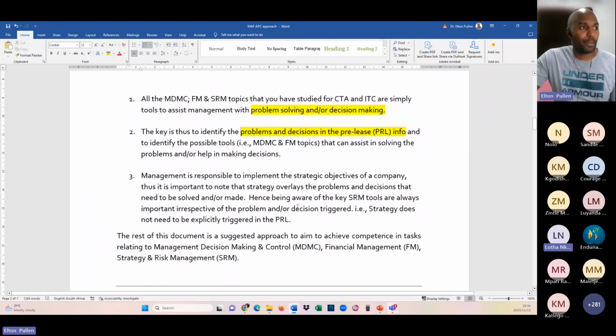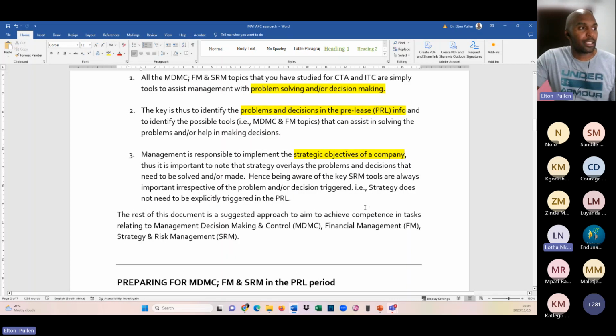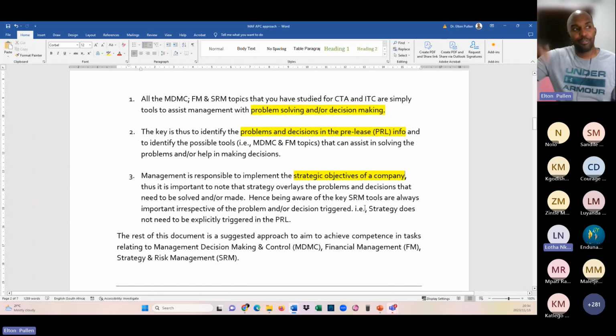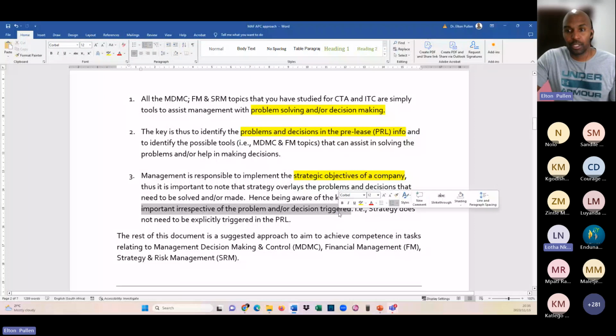And then the third thing to keep in mind is that management is responsible to implement the strategic objectives of the company. What that means is that strategy, in essence, overlays any problem or decision that management needs to solve and make. Why that's important in the context of the APC is that strategy and risk management tools are always important, irrespective of the problem or decision.